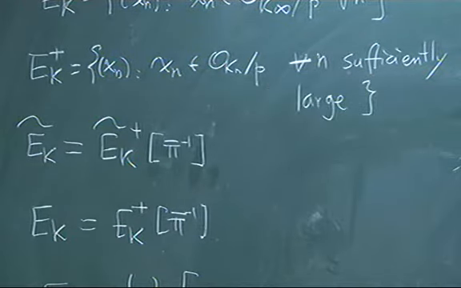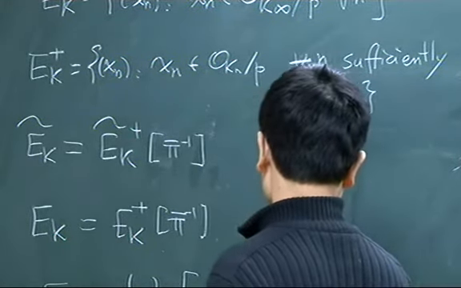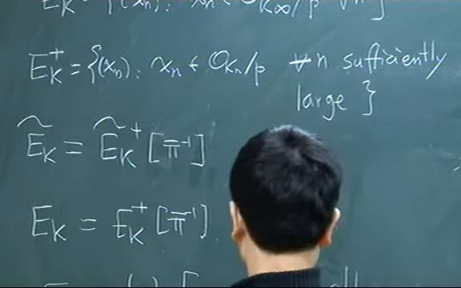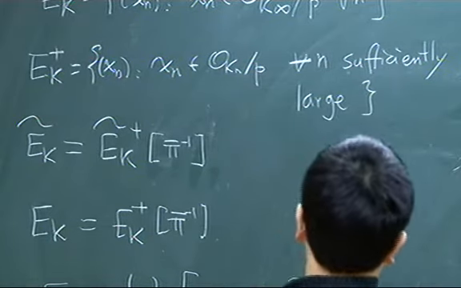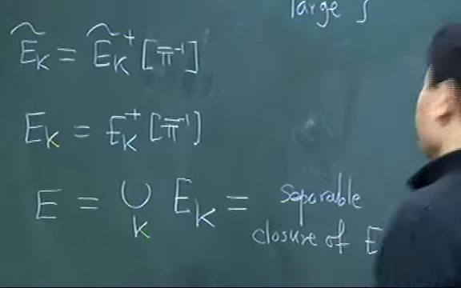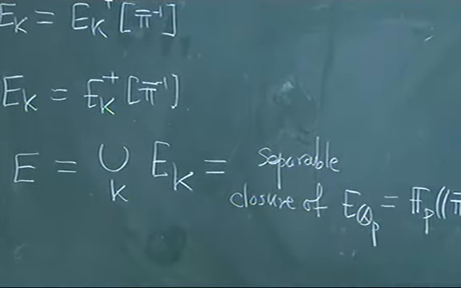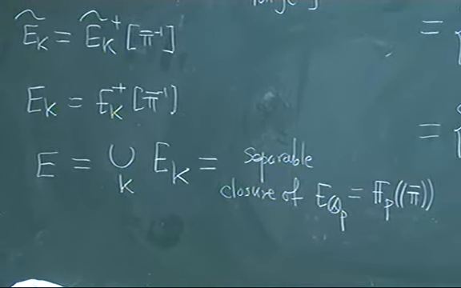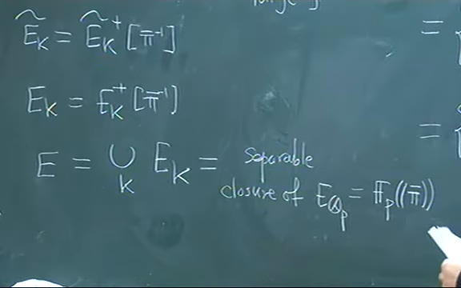What do we have? This is nothing. You need a proof, this is nothing about the separable closure of E_Qp. But this E_Qp is also very easy. It's just F_p and then pi bar. It's just a Laurent series ring, the field of Laurent series over F_p. Okay, so this is the separable closure of E_Qp.